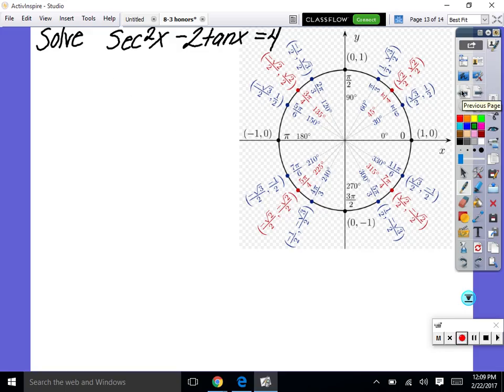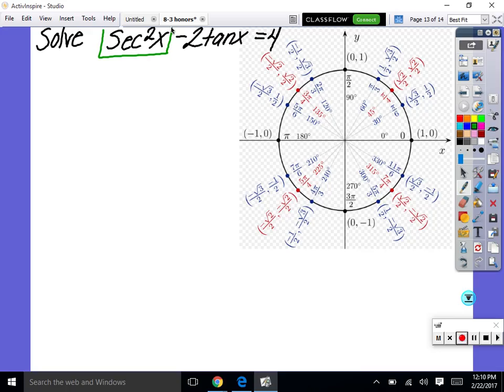Okay, secant squared x minus 2 tangent x equals 4. So this is one where we can't factor out anything. We can't simply solve. We can't substitute. So we've got to change something. So let's change it in terms of tangent. Why did I choose tangent? Because we can't change tangent. Tangent's tangent. There's not a squared on it.